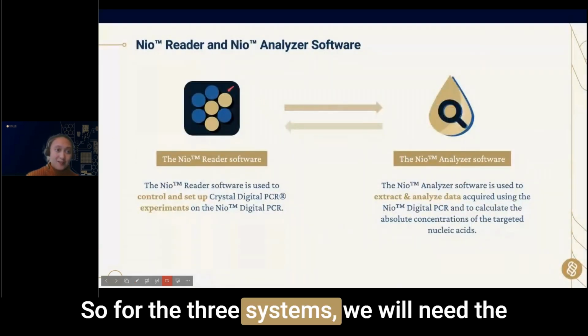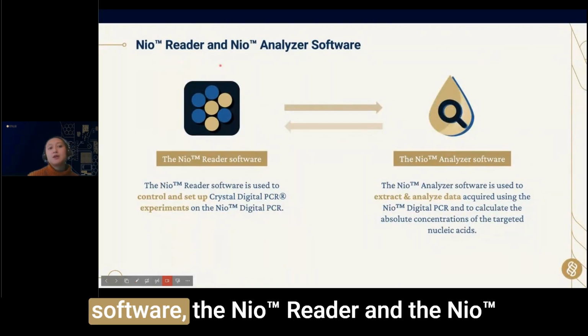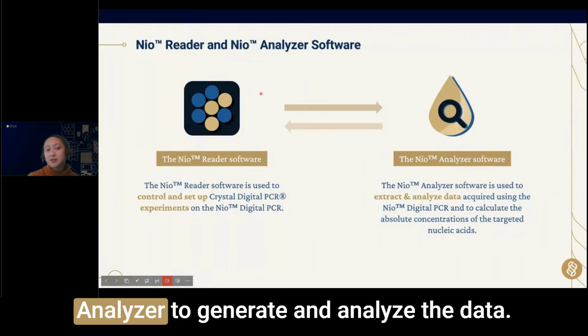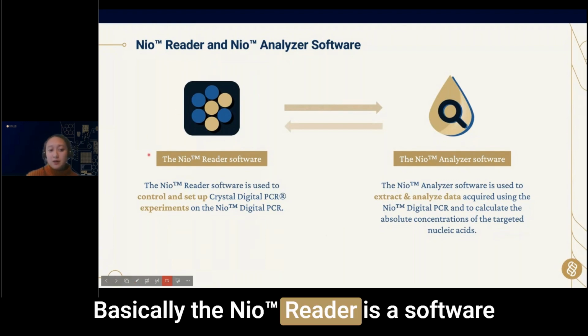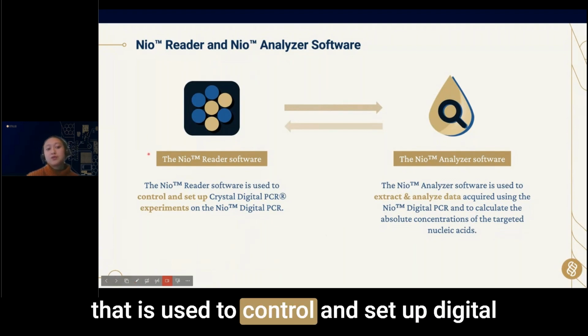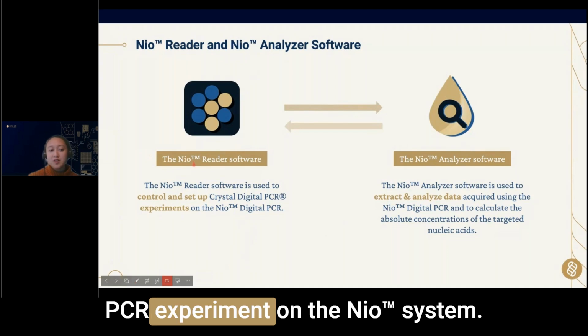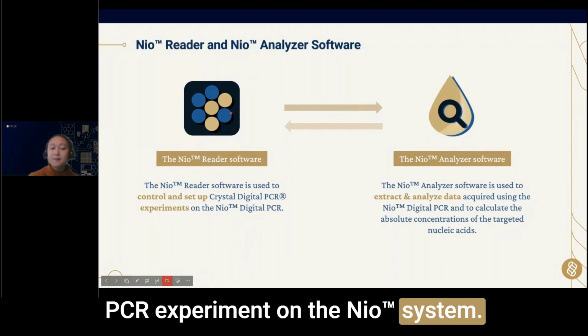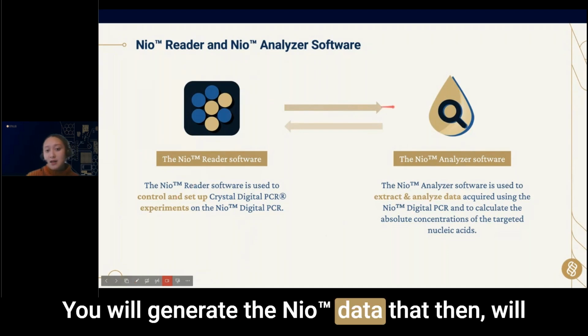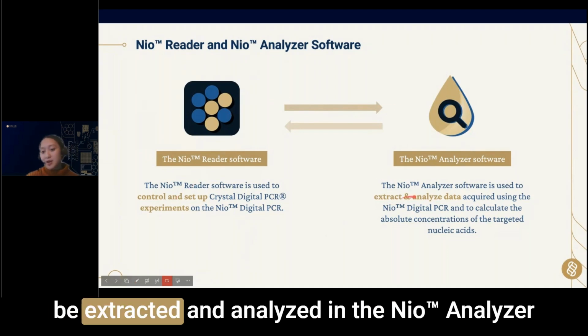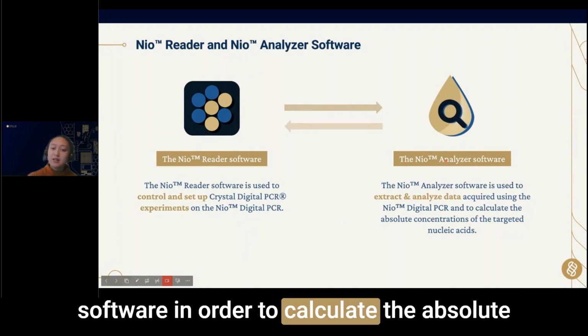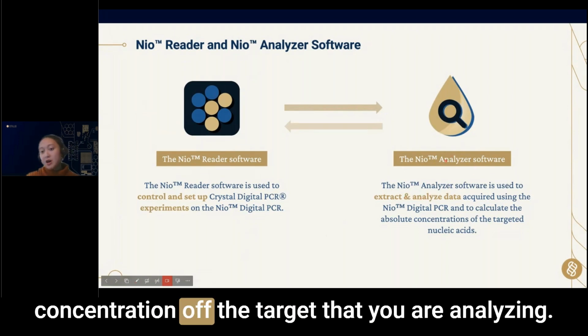So for the 3 systems, we will need the software, the Nio Reader and the Nio Analyzer, to generate and analyze the data. Basically, the Nio Reader is software that is used to control and set up digital PCR experiments on the Nio system. You will generate the Nio data that then will be extracted and analyzed in the Nio Analyzer software in order to calculate the absolute concentration of the target that you are analyzing.